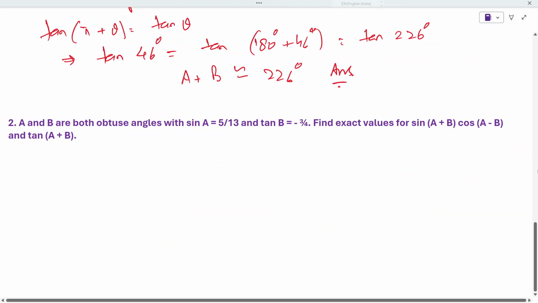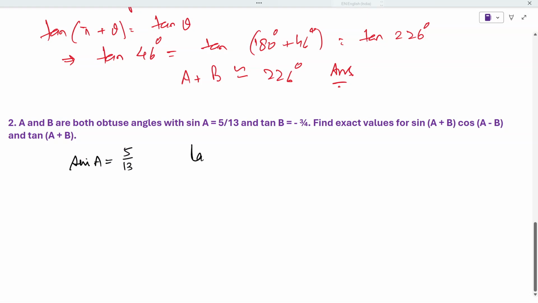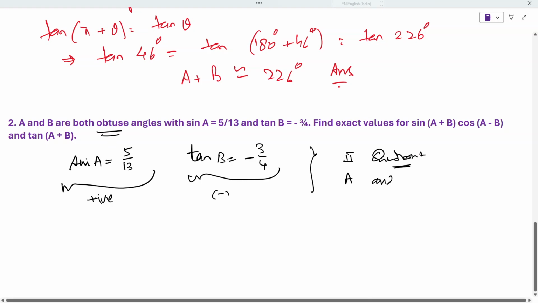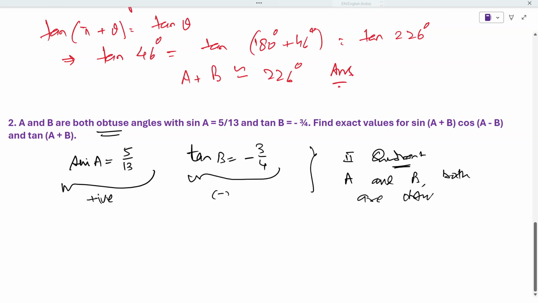Again from trigonometry. A and B are both obtuse angles with sin A equal to 5 upon 13 and tan B equal to minus 3 by 4. Correct? So the quadrant where sin A is positive and tan B is negative is of course the second quadrant. So as given in the question, A and B both are obtuse angles.